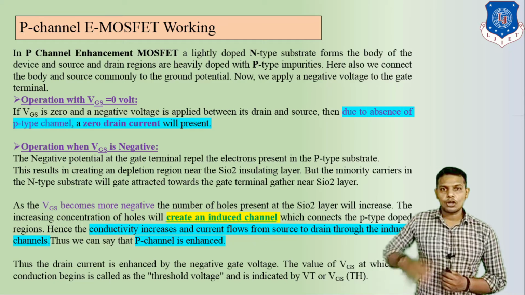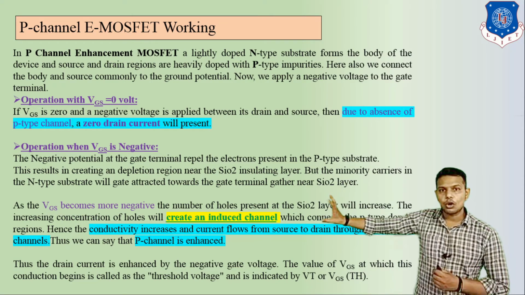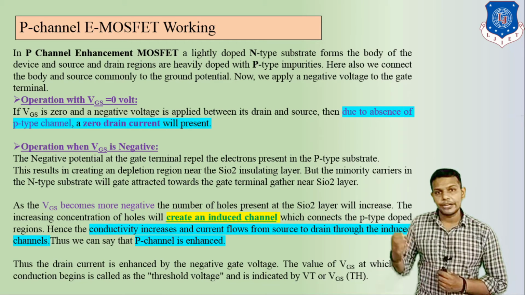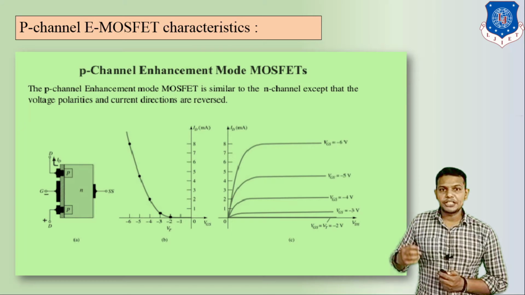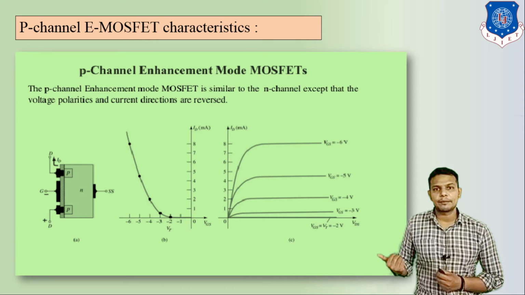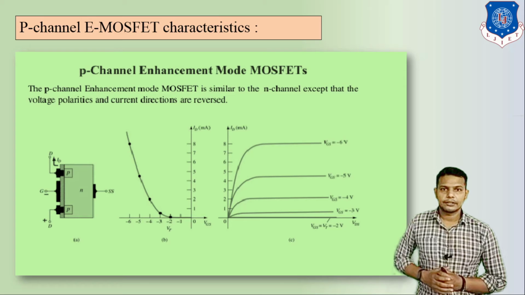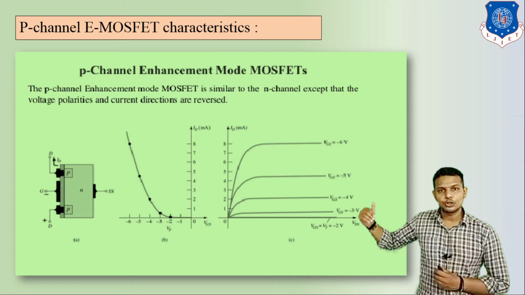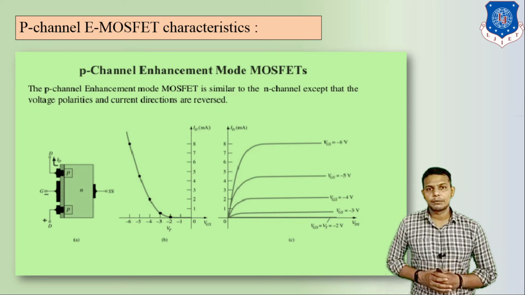If we keep VGS constant and increase only VDS, that means pinching off is started. If pinching off started, that means saturation is created, and then your channel is going to decrease. So this is case number 3.